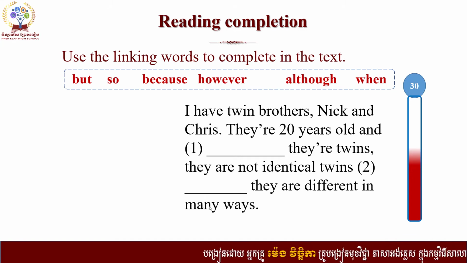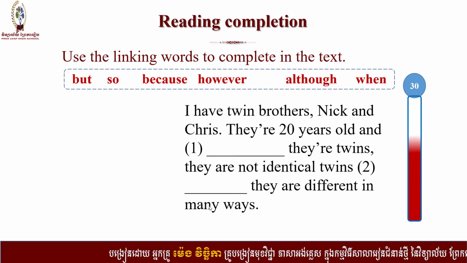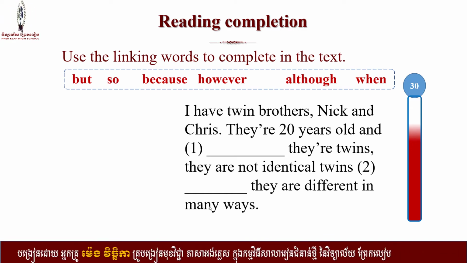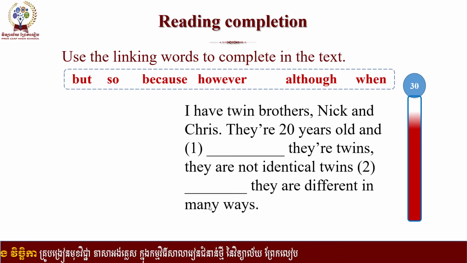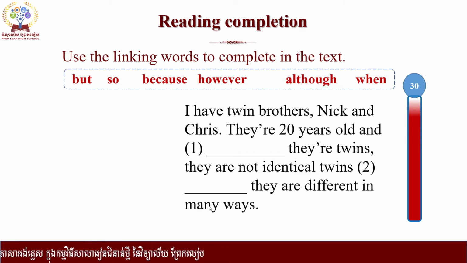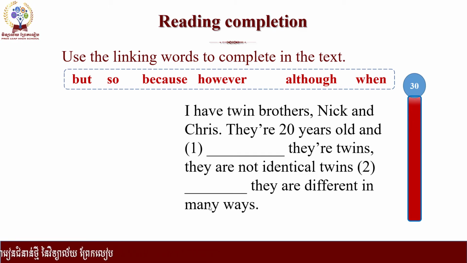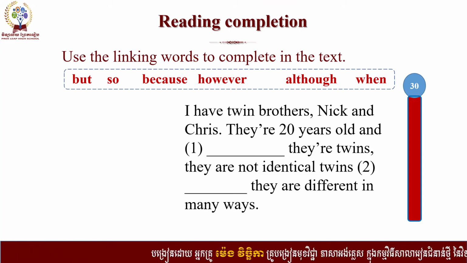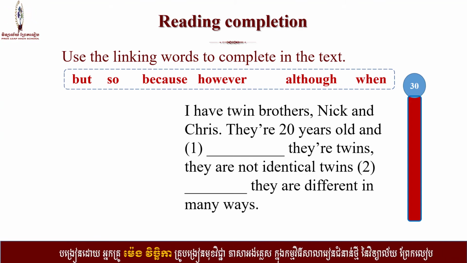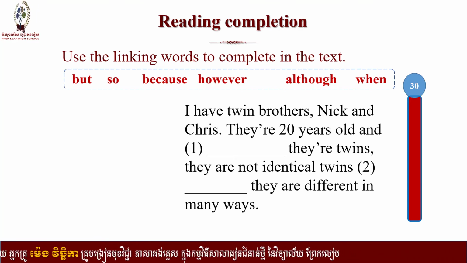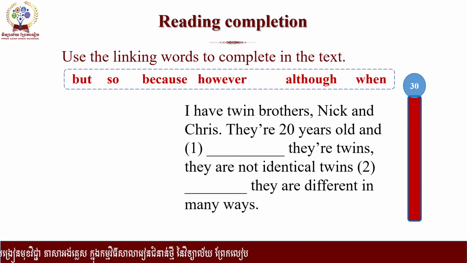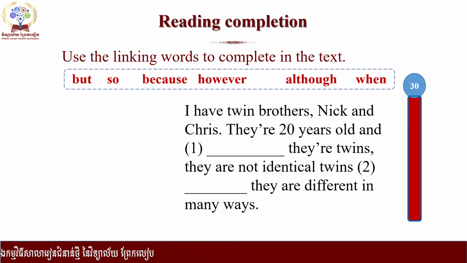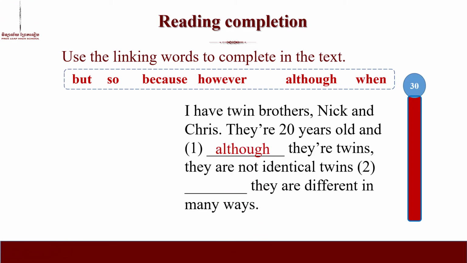Okay, it's almost time, so do you have the answer? Have you got the answer yet, everyone? Alright, so now time's up. So let's check and compare the answers. Number one, what do you use in this sentence? They are 20 years old, and number one, they are twins. So what word, everyone? Alright, the word is "although": although they are twins.